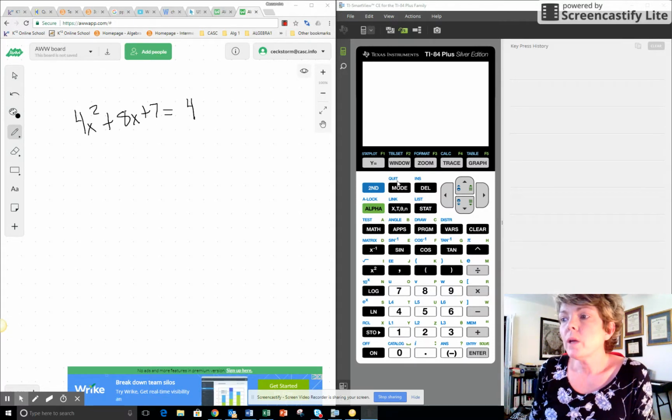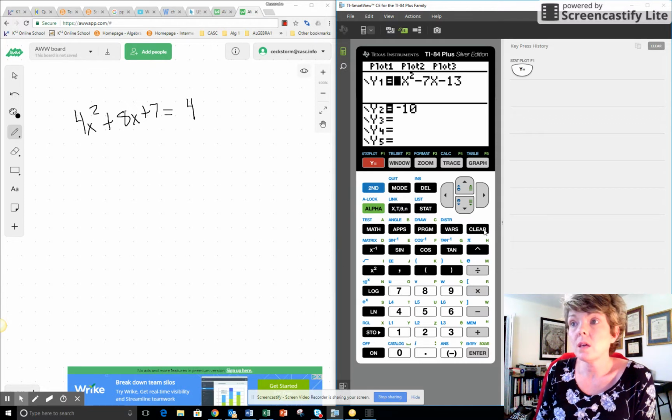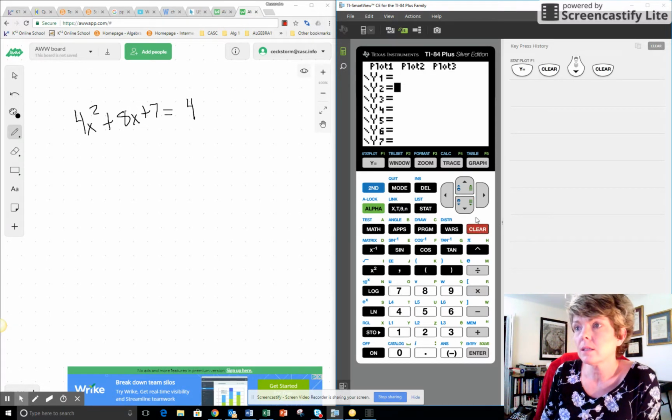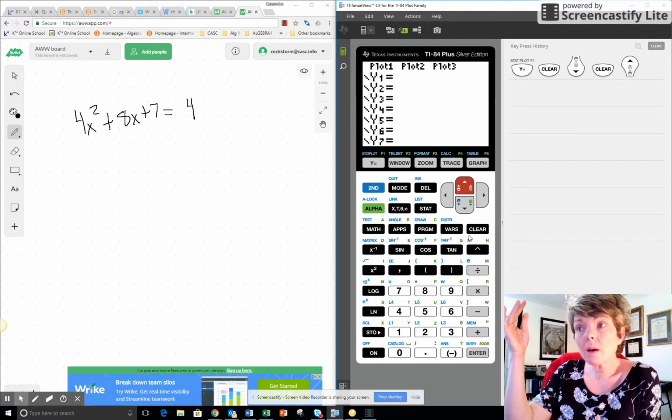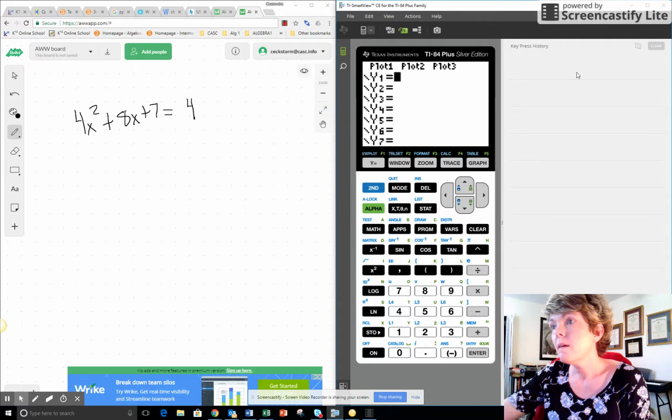We ready? First of all, to type this equation into our calculator, we go to y equals. Y equals the equation. Now, I've got some stuff in here, so I'm going to clear it out. I'm going to come down and hit clear, then move back up. Now I'm going to clear my keystrokes over here so that the buttons I press are going to show up over here.